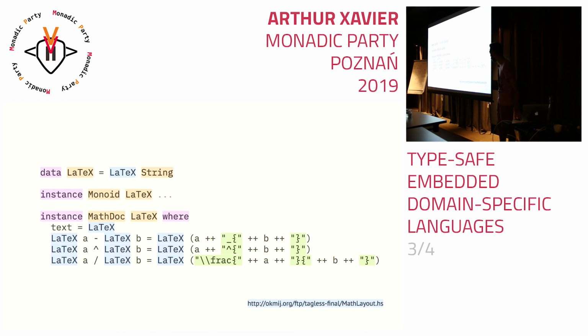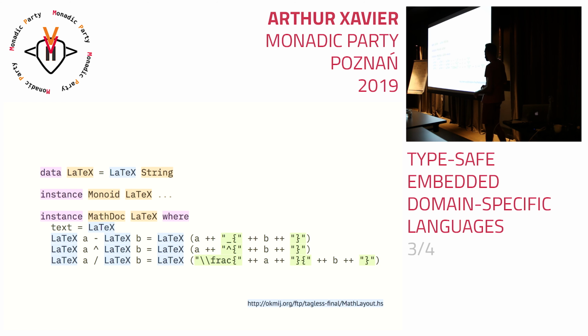But now we want to actually implement the semantics. So we define a data type and an instance, which is effectively our interpreter. This can be seen as a sort of shallow embedding, right? Because we're just using the semantic domain as our data type to which we're interpreting. Given that, we can implement a trivial monoid for this LaTeX data type. Embedding a text inside it is just using the LaTeX constructor. For subscripting, we use the underscore from LaTeX. For superscripting, we just use caret. And for fractions, we just use backslash frac.